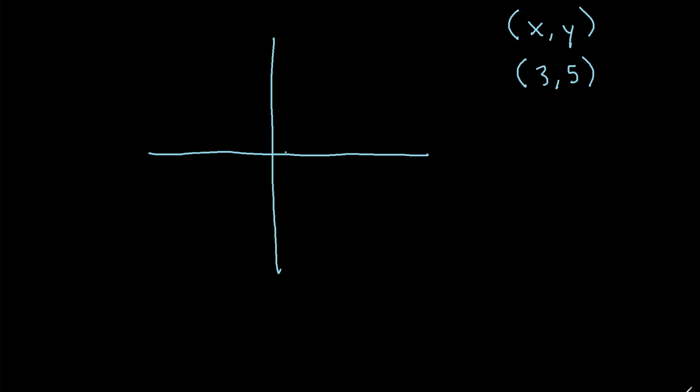That's pretty easy to plot. We just go 1, 2, 3 to the right of the origin and 1, 2, 3, 4, 5 up. So here's the point (3, 5). That's rectangular coordinates. But another way to reach this point is to use something known as polar coordinates.